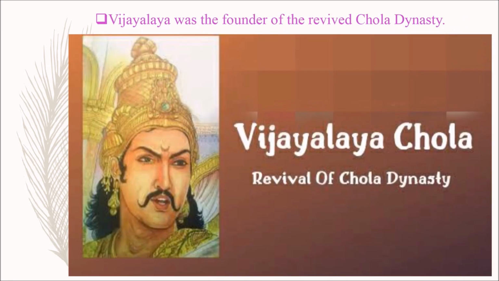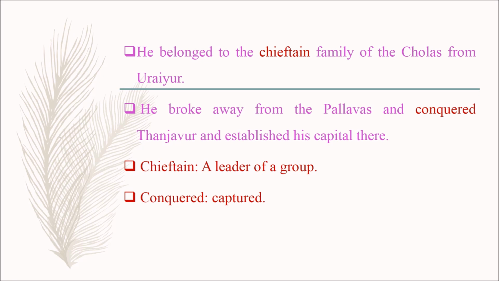Vijayalaya was the founder of the revived Chola dynasty. Here we can see the picture of Vijayalaya, revival of Chola dynasty. He belonged to the chieftain family of the Cholas from Urayur. He broke away from the Pallavas and conquered Tanjavur and established his capital there. Here, chieftain means a leader of a group. Conquered means captured. So, he belonged to the chieftain family. Here, he refers to Vijayalaya.